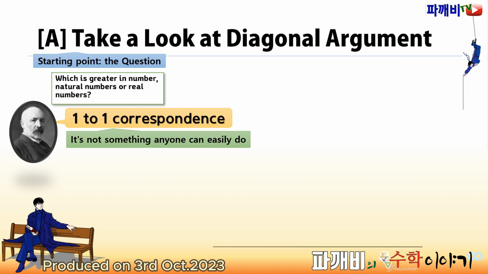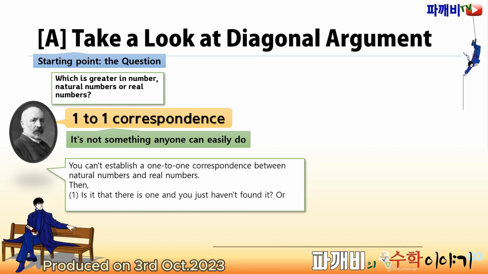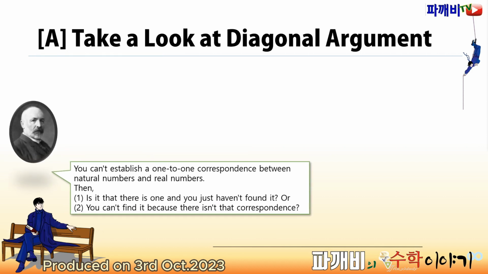In other words, if you consider this not from the perspective of already knowing the diagonal argument, but from Cantor's perspective, when he was first comparing the counts of natural numbers and real numbers, when you can't establish a one-to-one correspondence between natural numbers and real numbers, you wouldn't know whether you can't find a one-to-one correspondence because there is one, and you just haven't found it, or you can't find it because there isn't such correspondence. Here begins the creativity of Cantor that marks a milestone in the history of mathematics. From a results-oriented standpoint, the starting point is this.